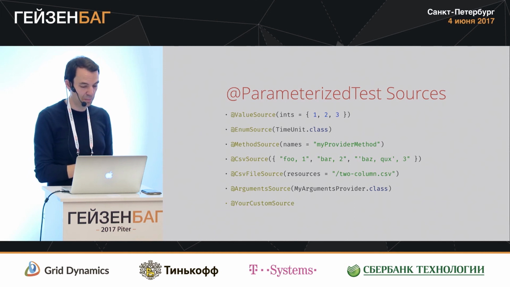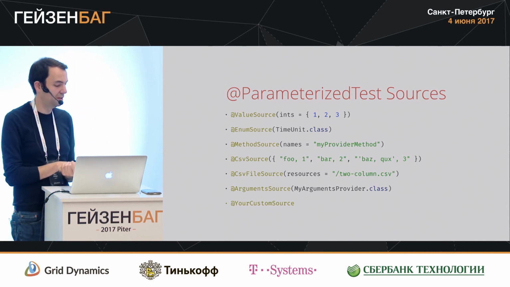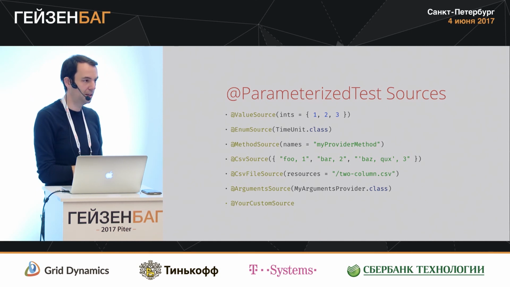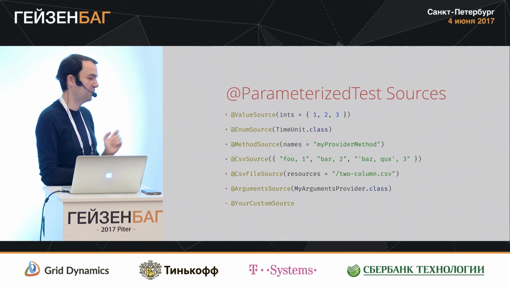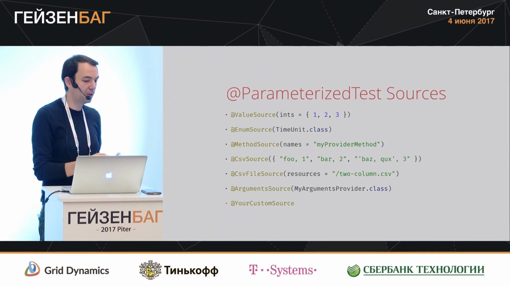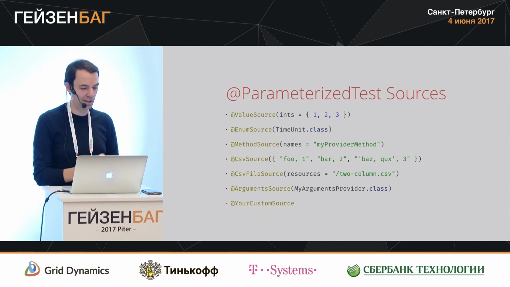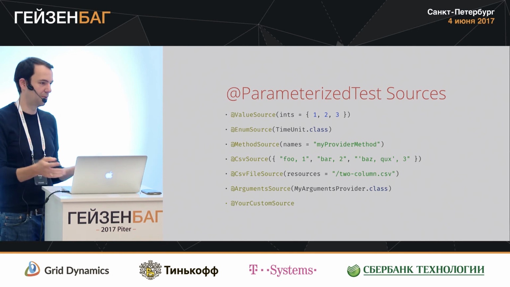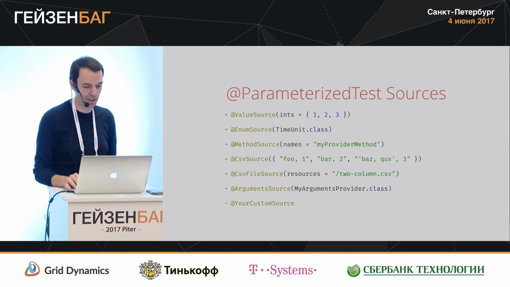There is CSV source, but you can also use CSV files, so CSV file source has you covered there. You could just implement an interface that's called arguments provider and specify that. That's the arguments source annotation. Or you can come up with your own way to do it by providing your own custom annotation and just annotating that annotation with @ArgumentsSource and specifying your provider. That is how all these are actually implemented as well. So this is really extensible. These are just the ones that are most general purpose, but you could also provide your own implementation, for example, that reads from a database or, I don't know, whatever you can think of.